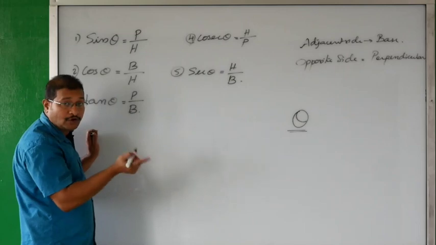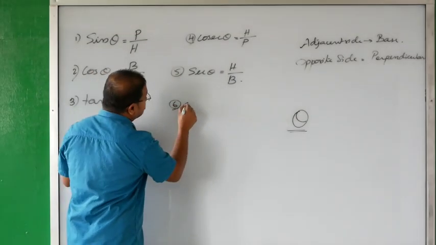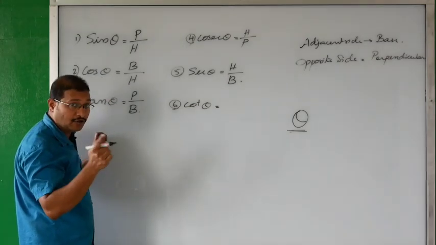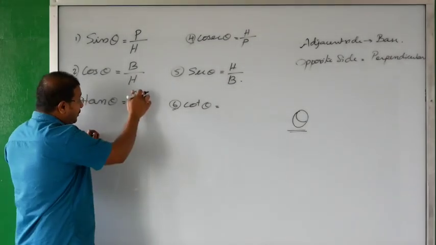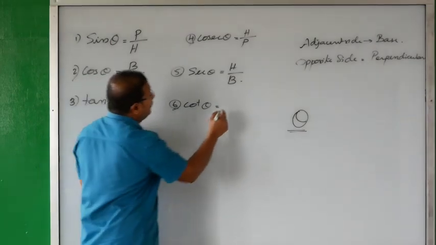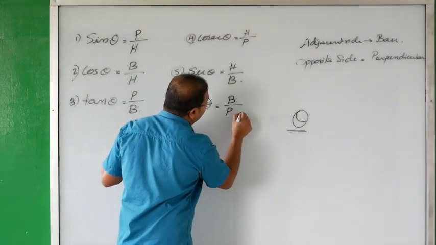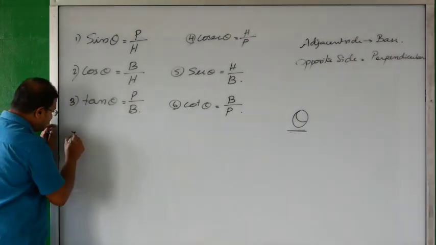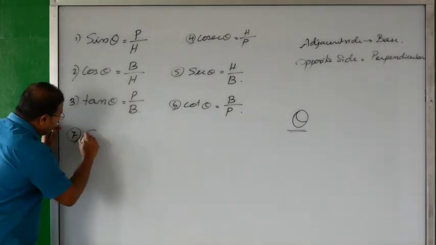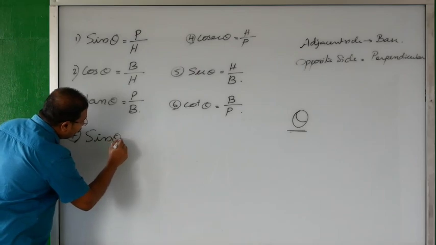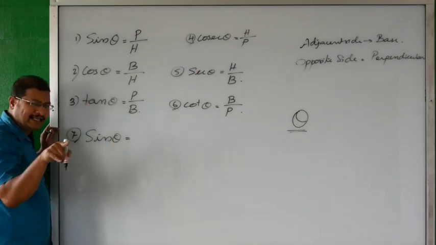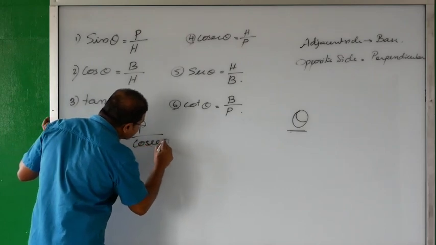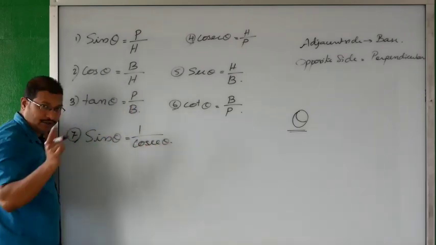Ready? Next one. Of course, we need the sixth one, that is cot. Cot theta is the inverse of tan. Means what will you write? Perpendicular by base, we'll write base by perpendicular. Ready? Let's see the next. Now after that, I'm writing 7. We know that sine is the inverse of cosec. That means we can write sine equals 1 by cosec. Sine theta equals 1 by cosec theta.